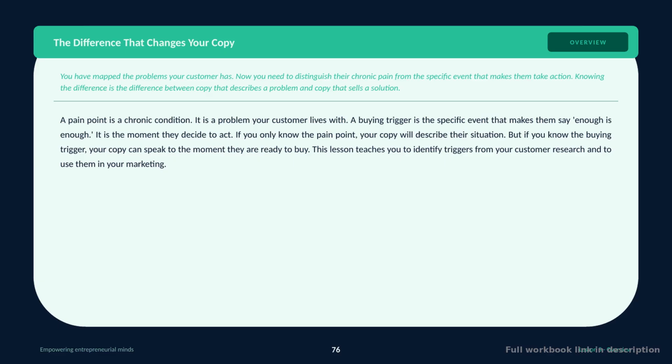A pain point is a chronic condition. It is a problem your customer lives with. A buying trigger is the specific event that makes them say enough is enough. It is the moment they decide to act. If you only know the pain point, your copy will describe their situation. But if you know the buying trigger, your copy can speak to the moment they are ready to buy. This lesson teaches you to identify triggers from your customer research and to use them in your marketing.